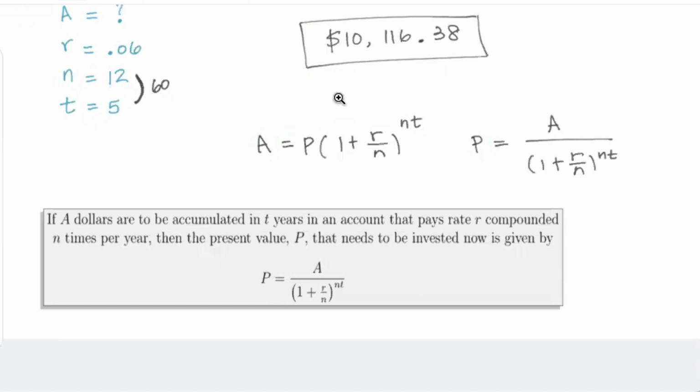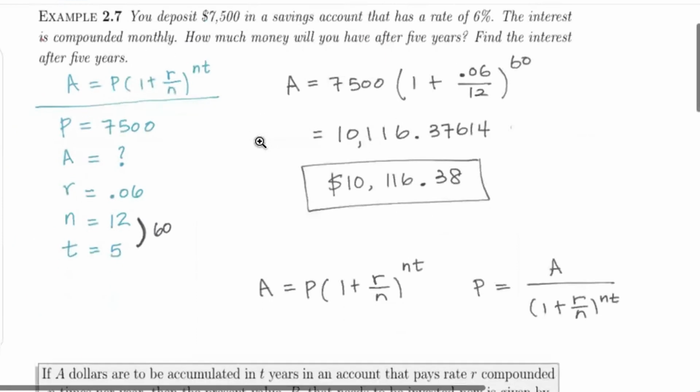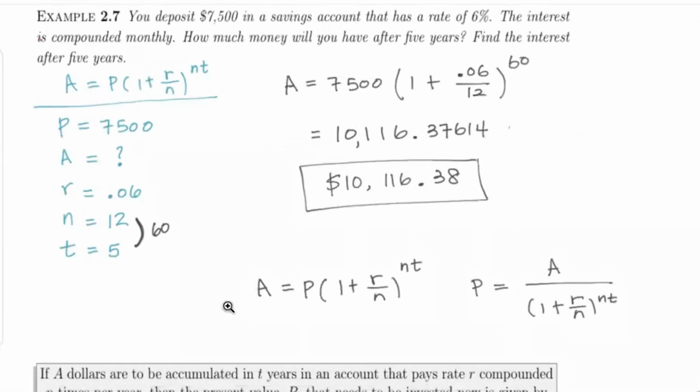Now I want to go back to problem 27 right here. Let's go over one more thing. You deposit 7,500. Let's think about the common sense, without looking at the math formula. You deposit 7,500, and 5 years after, your account balance is $10,116. How much interest did you earn? That's my next question.